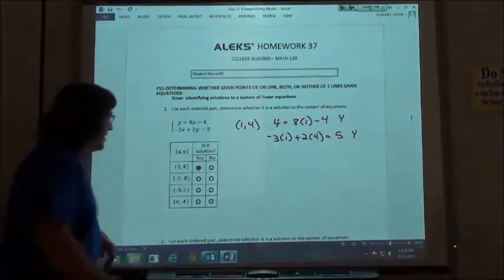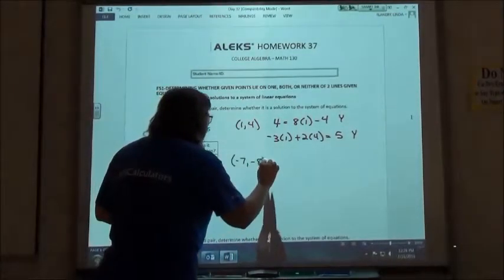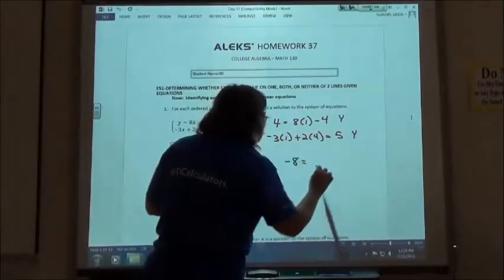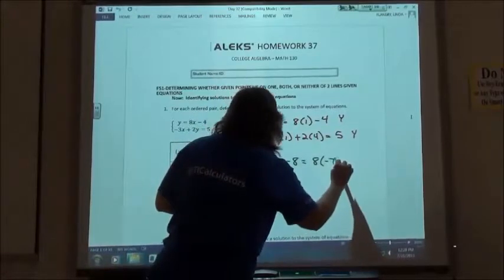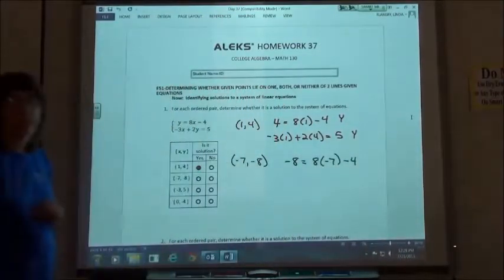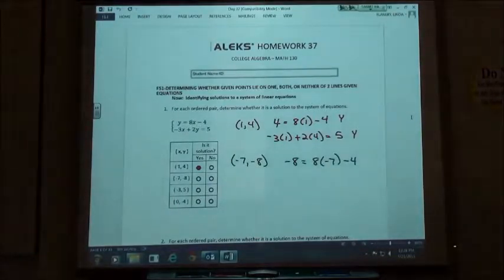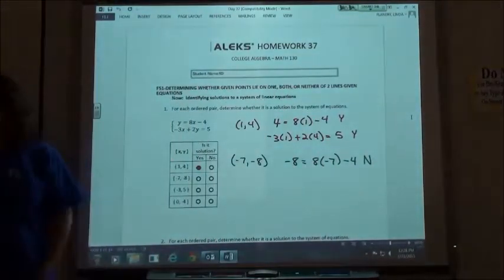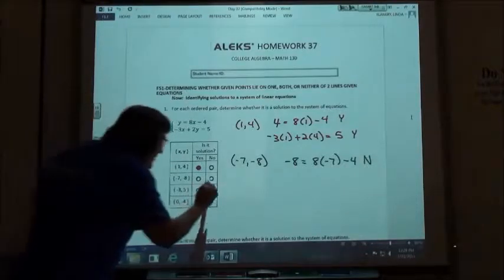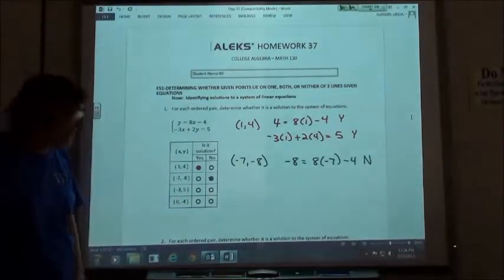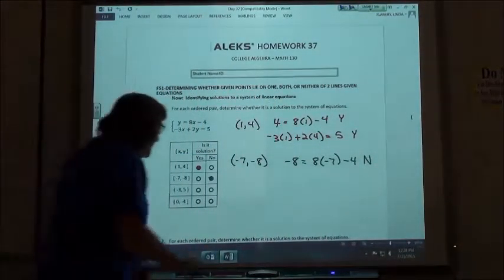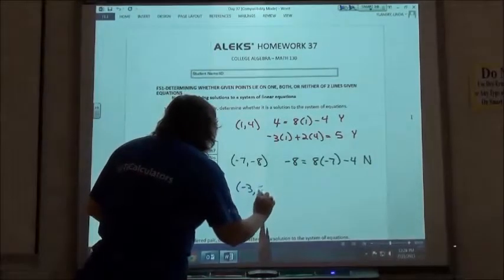So then we do the next point, negative 7, negative 8. Testing that in my first equation, the y value is negative 8. Does that equal 8 times the x value of negative 7 minus 4? Nowhere near negative 8. Now there's really no reason to check it in the second equation, because unless you get a yes and a yes, the answer is no. So unless you want to spend extra time plugging numbers in, if you get a no, you can right away say, oh, that one's no. Doesn't work in both.